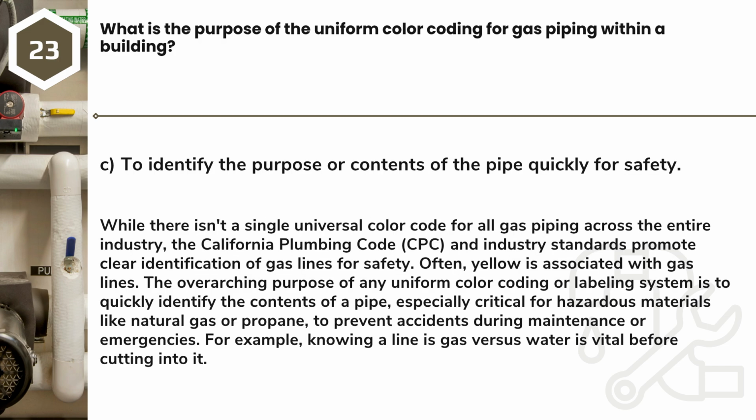Answer: C. To identify the purpose or contents of the pipe quickly for safety. While there isn't a single universal color code for all gas piping across the entire industry, the California Plumbing Code, CPC, and industry standards promote clear identification of gas lines for safety. Often, yellow is associated with gas lines. The overarching purpose of any uniform color coding or labeling system is to quickly identify the contents of a pipe, especially critical for hazardous materials like natural gas or propane, to prevent accidents during maintenance or emergencies. For example, knowing a line is gas versus water is vital before cutting into it.